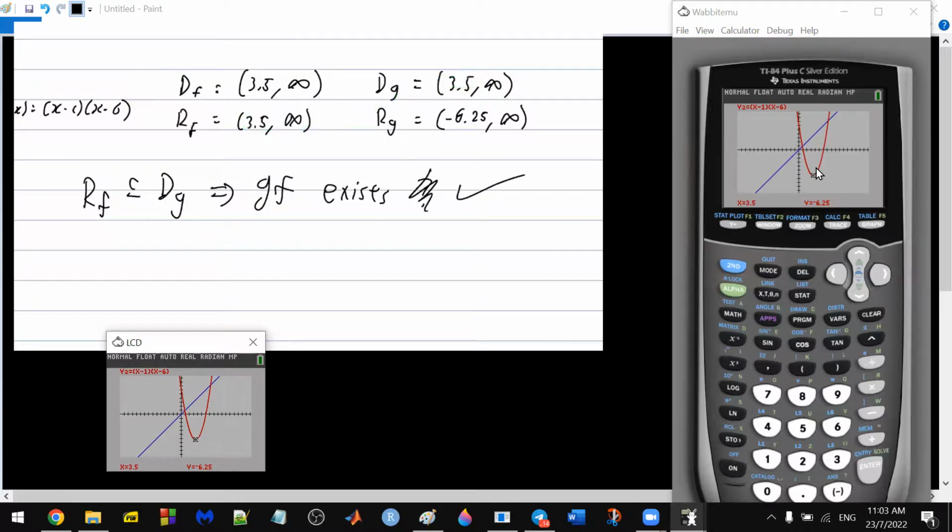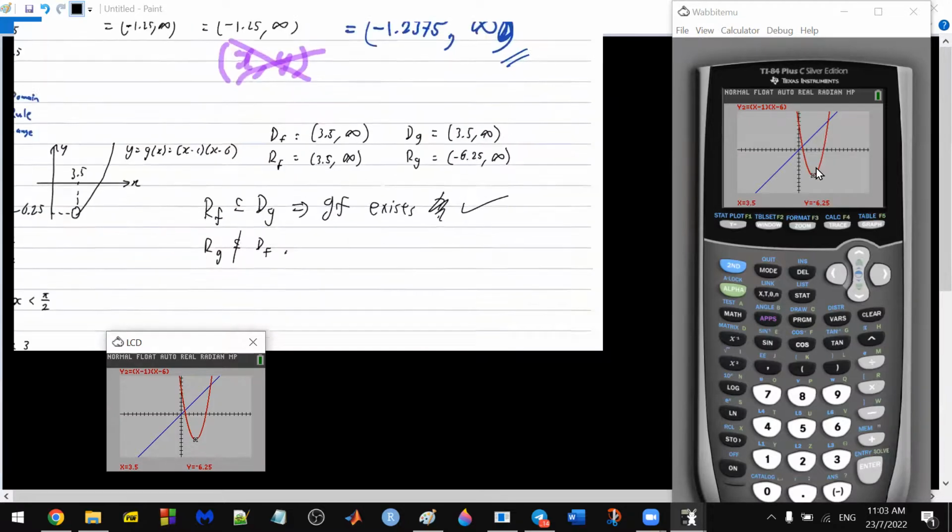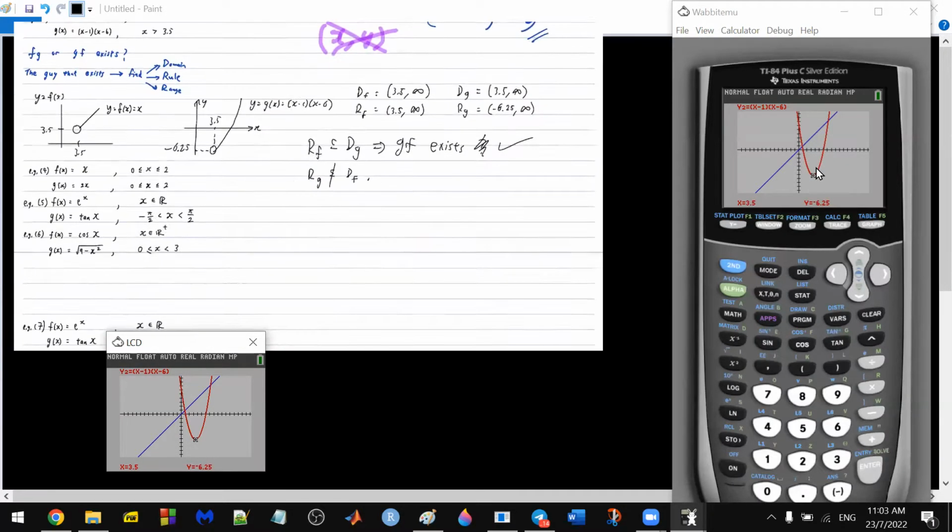Good. How about the other way around? Range of G subset domain F. Is this guy subset of that guy? No. Because negative 6.25 to infinity includes negative numbers, and it cannot be contained inside this 3.5 to infinity. It's only positive numbers. You cannot contain negative numbers. So that's why this is not a subset. Okay? Good. So GF exists. What do you do next? What's your rule?